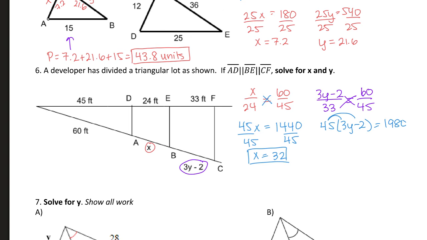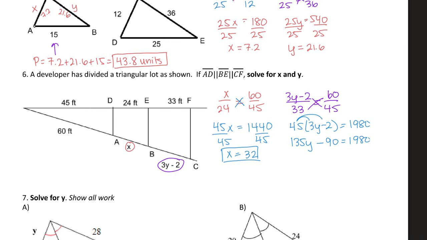Now we need to distribute. So 45 times 3 is 135, so we have 135y. 45 times negative 2 is going to be negative 90. And then we're going to add 90 to both sides. So 1,980 plus 90 is 2,070. And then we're going to divide by 135. So we get y is equal to 15.3 repeating.